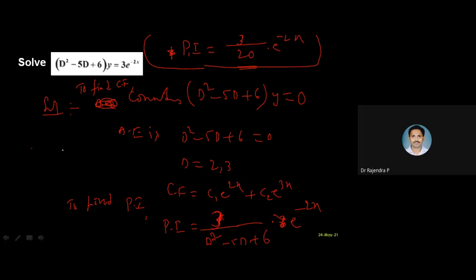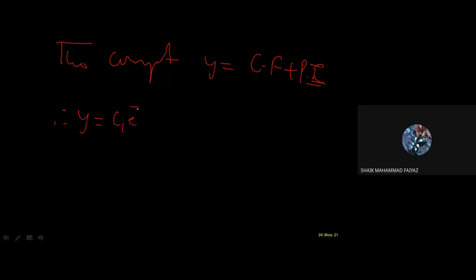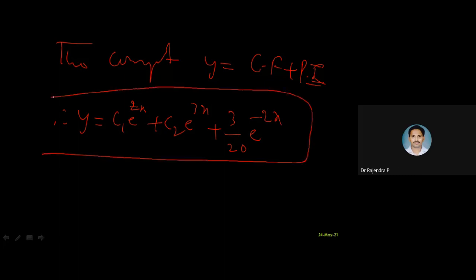Therefore, the complete solution is y is equal to complementary function plus particular integral. This you have to remember. So y is equal to C1 e to the power of 2x plus C2 e to the power of 3x plus 3 by 20 e to the power of minus 2x. That's all.